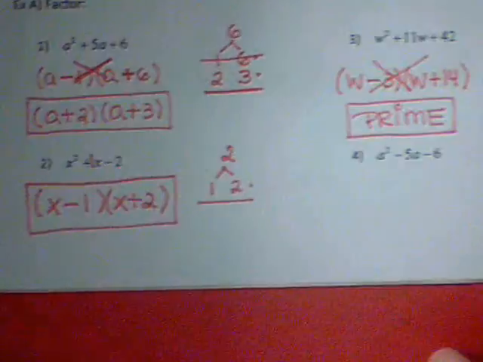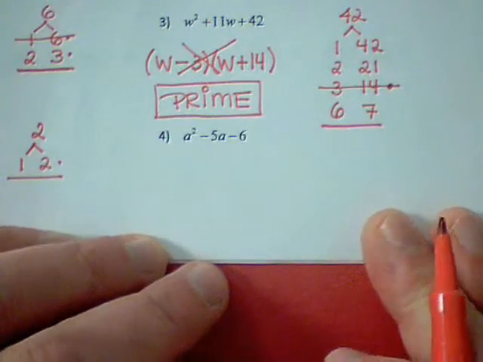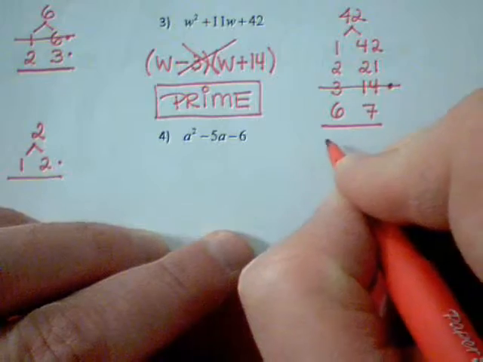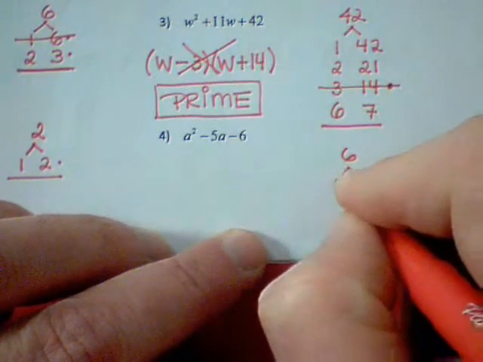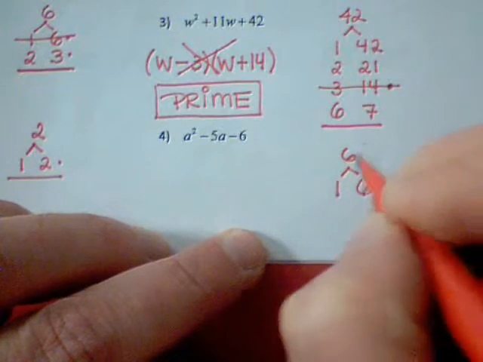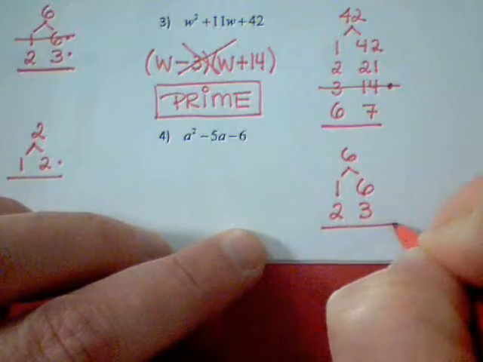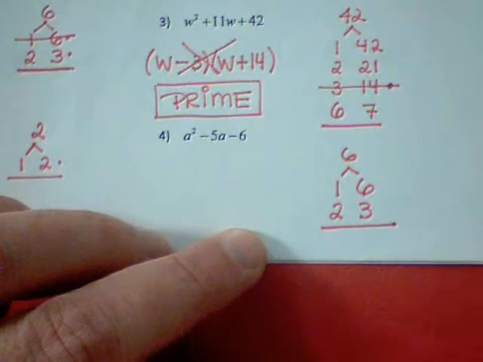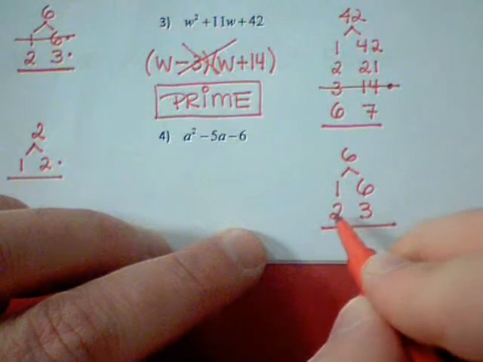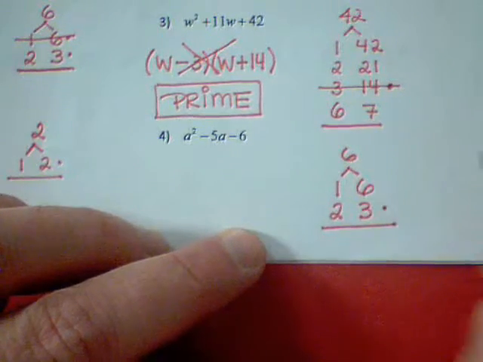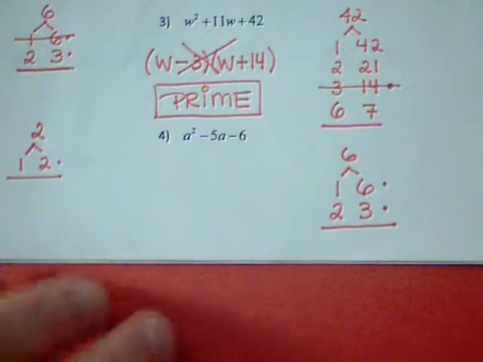All right, let's go to problem number 4. All right, we start with number 6. We ask ourselves, what numbers give me 6? So it'll be 1 and 6. Next number is 2 and 3. Next number is 3. It's already on the list. I'm done. You ask yourself, what numbers would give me 5? 2 plus 3 is 5, so that works. 6 minus 1 is 5, also works.